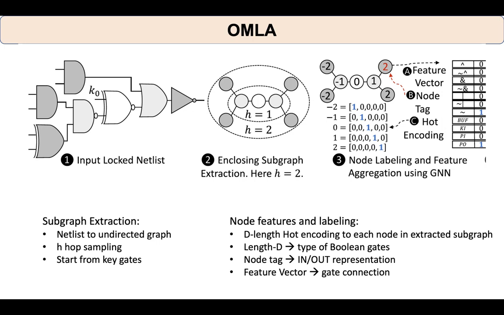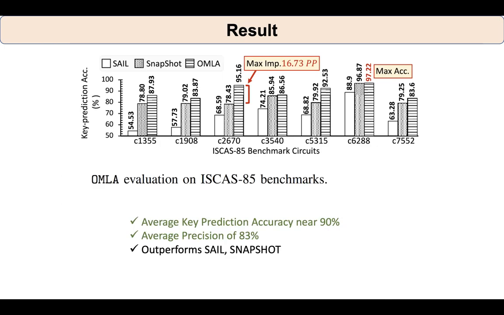There is not more information about the graph neural network architecture in this paper. It only shows the batch sizes and basically it seems very ambiguous to me, so I did not mention the architecture here. OMLA outperforms SAIL and Snapshot, which is another machine learning guided attack, and for some benchmarks, OMLA is able to rise above 97% accuracy. That's all for my presentation. Thank you for your patience.